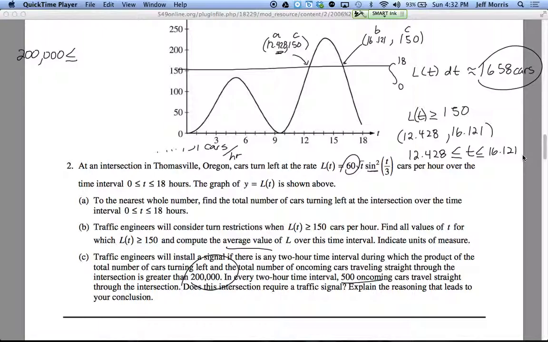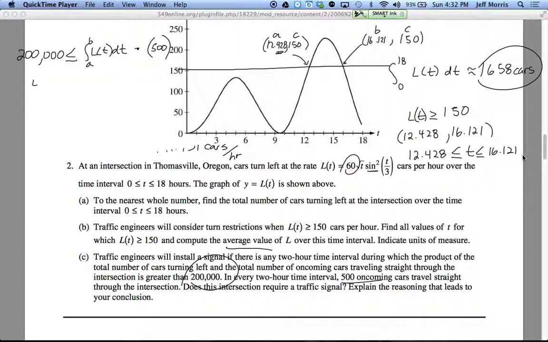The product of cars turning left, which in a 2-hour time period is the definite integral from A to B of L of t dt. Does that represent how many cars are turning left from A to B? Yes. Times how many cars are coming straight through? 500.